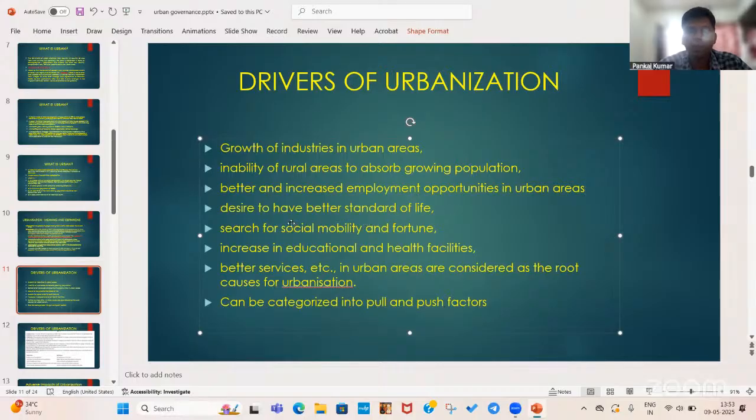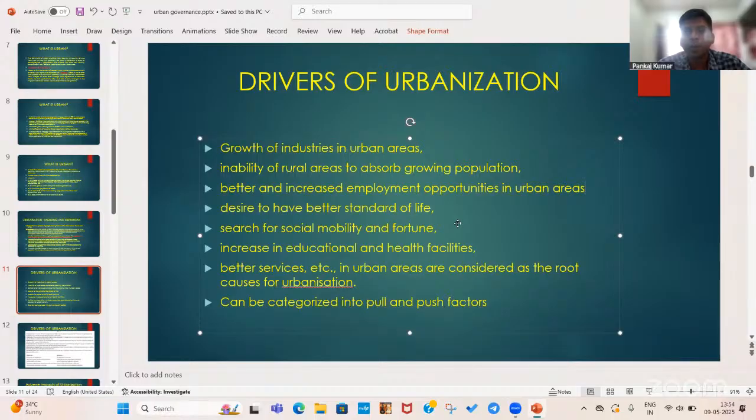Okay. Then search for social mobility and fortune. This is also a pull factor. Why is this a pull factor? Because you must have observed that compared to rural areas, there is more social mobility in urban areas. Why is it so? Because there are some social constraints or social issues like caste and gender discrimination, which are more prevalent in rural areas. So in urban areas, these gender and caste identities are diluted.